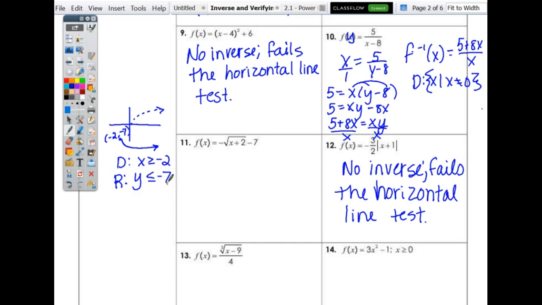So when I find the inverse, what do I do? What do you do with the domain and range? You just flip them, right? So when I find this, I'm going to switch, and I'm going to have negative 7 in my domain. All right?